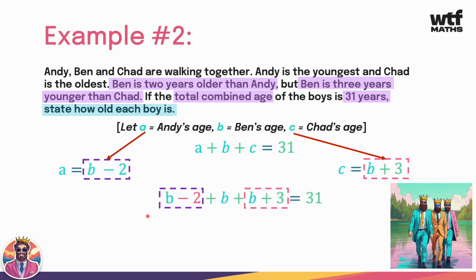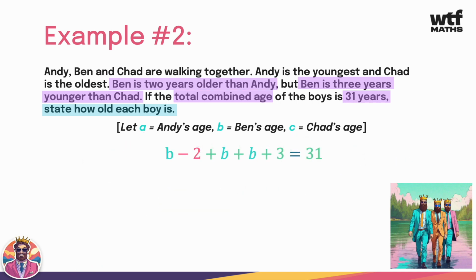I'm just going to erase all this, move it to the top so we can keep working it out. So here's our current equation: B take 2 plus B plus B plus 3 is 31. Let's start combining our like terms together. B plus B plus B. We've got three variables here, and if we combine those together, we'll get 3B. Now, if we look at the numbers that were left over, we've got negative 2 plus 3. Negative 2 plus 3 is 1. And that equals 31. So now it's an easy equation to work out.